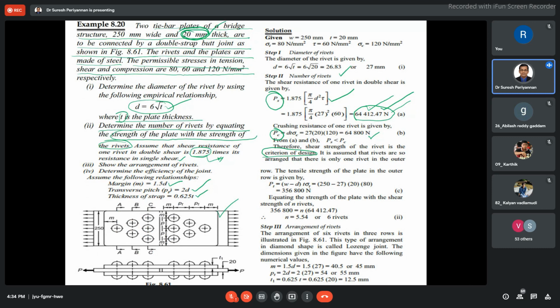This one is my design criteria. Now, tensile strength of the plate in outer row. Tensile strength of the plate in outer row, PT is equal to (W minus D) into sigma T.